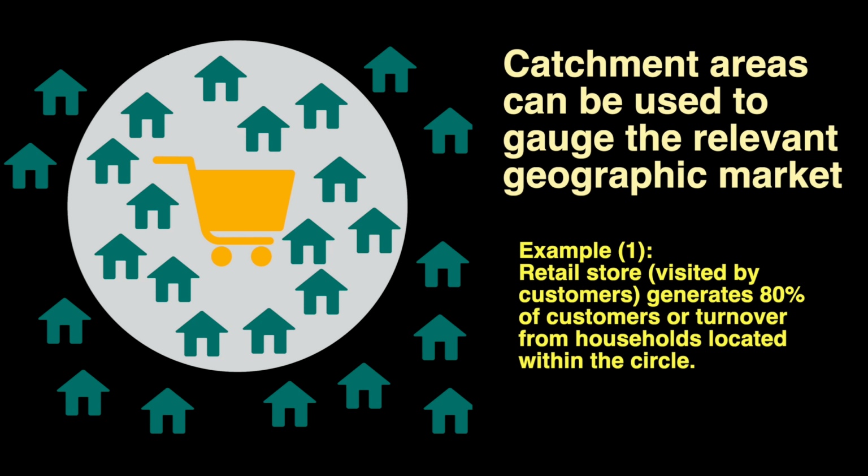What we may then do is ask the question, what is the core catchment area? The smallest area within which the supermarket gathers 80% of its customers or 80% of its spend. That catchment area may then be a useful proxy for the relevant geographic market.